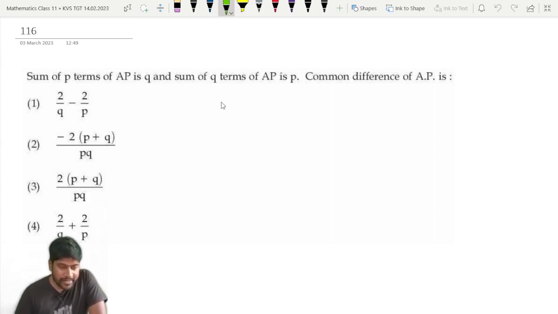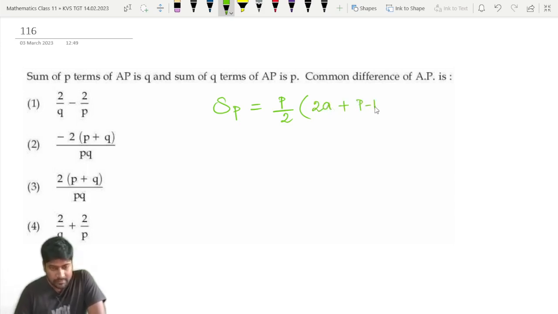So the sum of P terms, that means SP, is equal to what we can write? P by 2 into 2A, if the first term is A, 2A plus P minus 1 into D. That is the sum of P terms, and they have told that it is equal to Q.